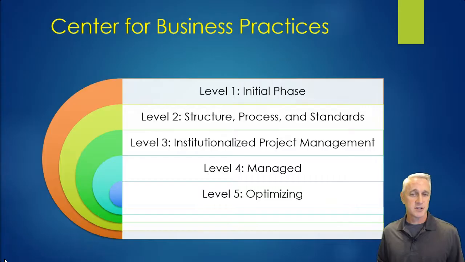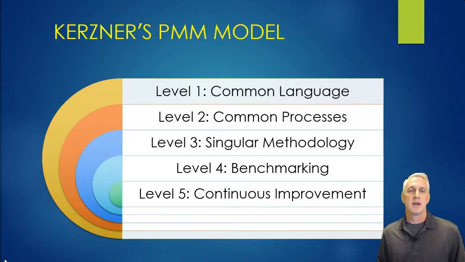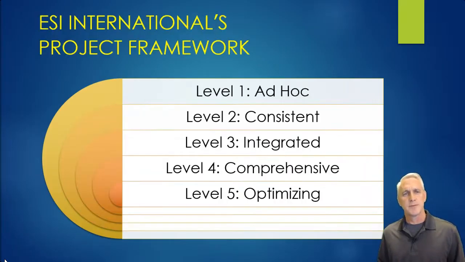Structured process standards, level 2. Institutionalized project management, level 3. Managed and optimizing. Again, some of those words don't quite tell you exactly what they are. You'll have to read a little more from the Center for Business to find out what those different levels entail. Kerzner's model is a little different. They basically say, first of all, you have a common language that's been adopted, then common processes adopted, level 2, singular methodology, benchmarking, and then continuous improvement. That one seems to flow a little better.